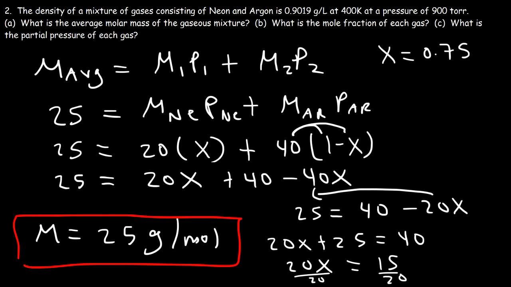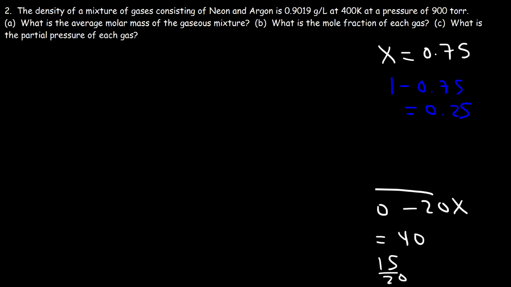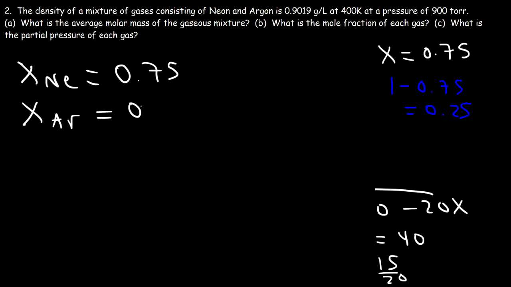Now, the percentage of neon is equal to X. So it's 75% neon, which means it's 25% argon. If you do 1 minus 0.75, this will give you 0.25. So we could say that the mole fraction of neon is 0.75, and the mole fraction of argon is 0.25.